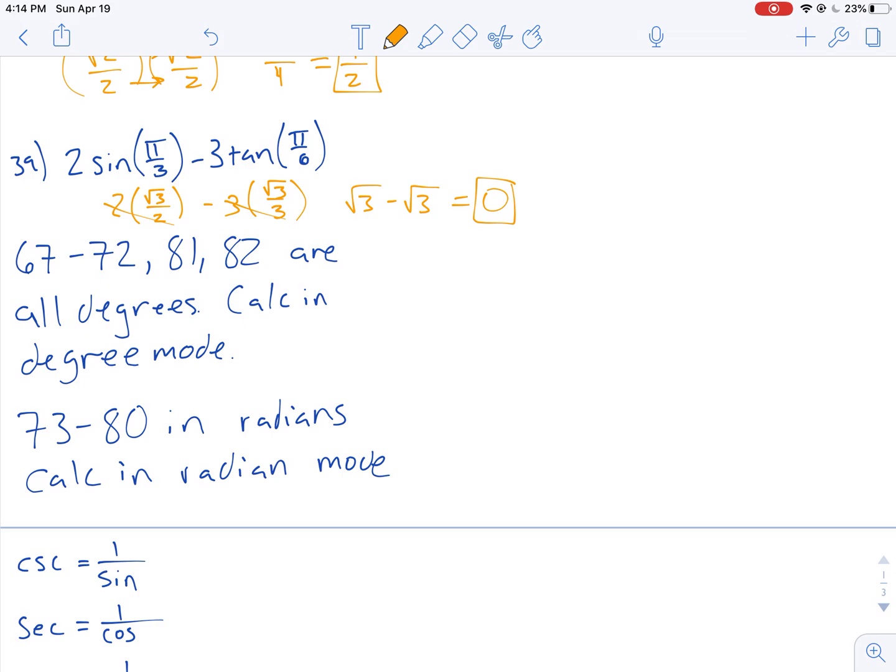67 through 72, 81, and 82 are all in degrees, so make sure your calculator is in degree mode. 73 through 80 are in radians, so I'm going to post a video for putting your calculator in radian mode. Make sure you're going between these modes. If you're trying to calculate radians in degree mode or degrees in radian mode, it's not going to work out for you. It's going to be a rough time. So make sure you're going back and forth there when necessary and paying attention to your modes.